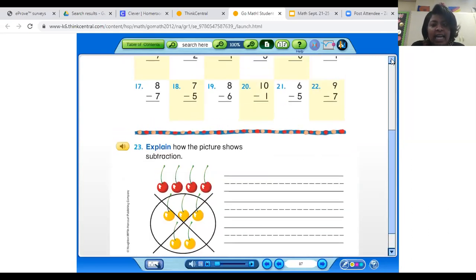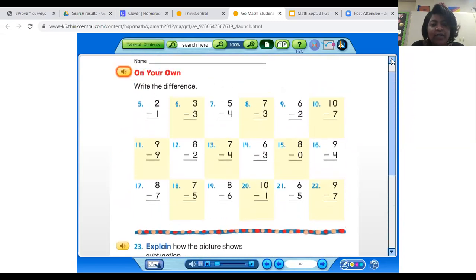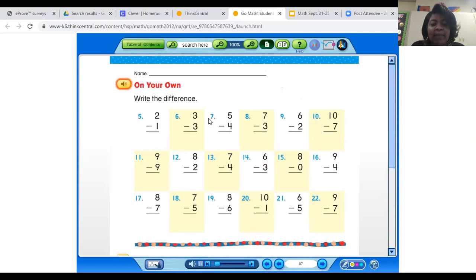All right. Same like we did yesterday, except for today, we're going to find the difference. That means we're going to subtract. So you can use whatever strategy. You can draw circles and cross them out. You can use your fingers. You can just be great at math and know that 2 minus 1 is 1. Whatever it is that you need to do to figure out the difference. So 2 minus 1, I have 2. I take away 1, I have 1.